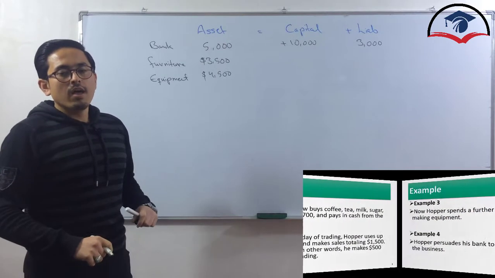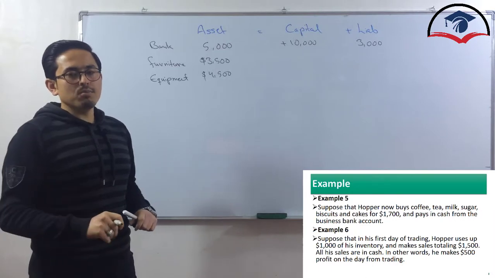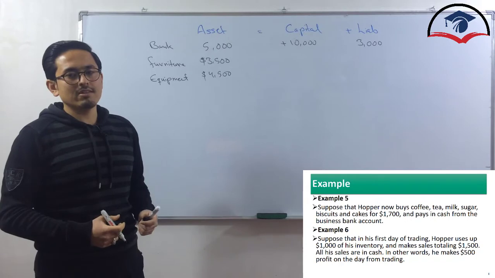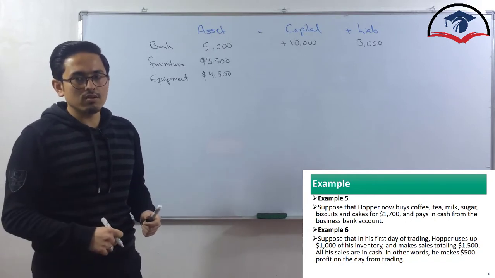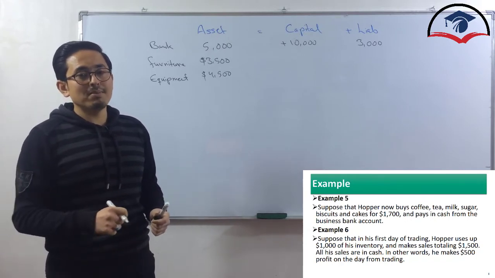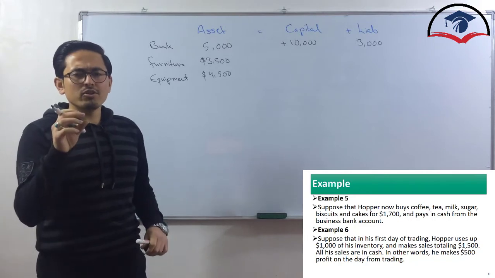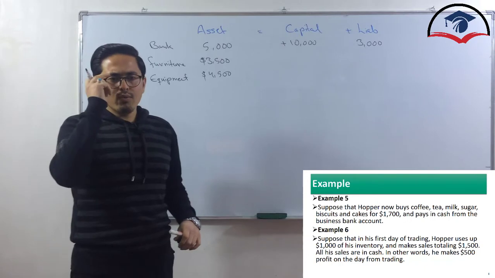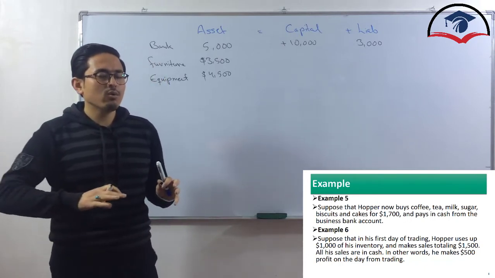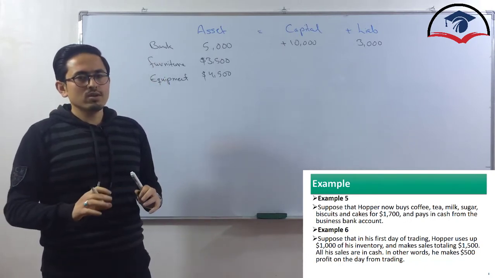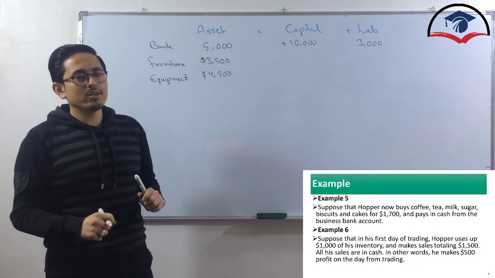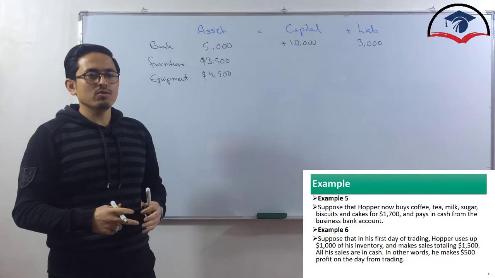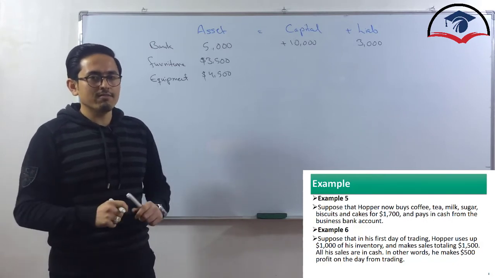Let's continue. Part 5, suppose that Hopper now buys coffee, tea, milk, sugar, biscuits, and cakes for $1,700 and pays in cash from the business bank account. So he purchased some inventory. We will talk about International Accounting Standard 2, which discusses inventory and how we are going to record it, the methods of reporting, and everything will be covered there.